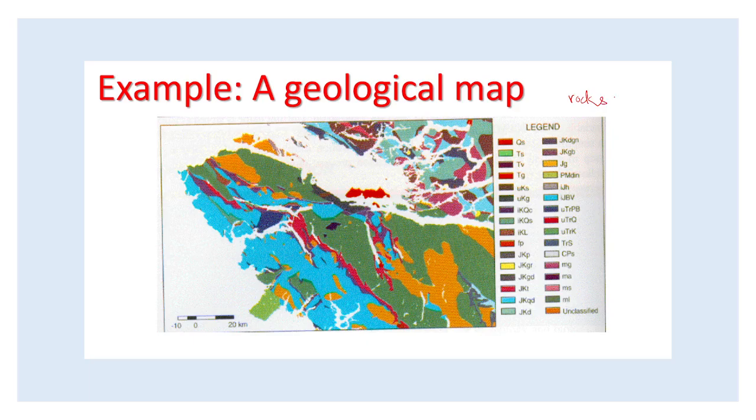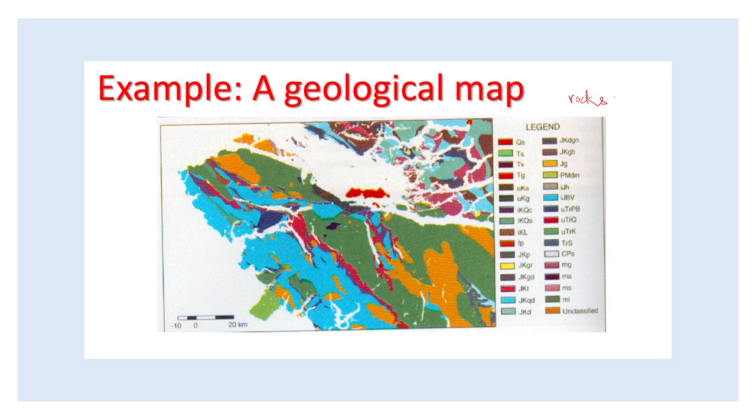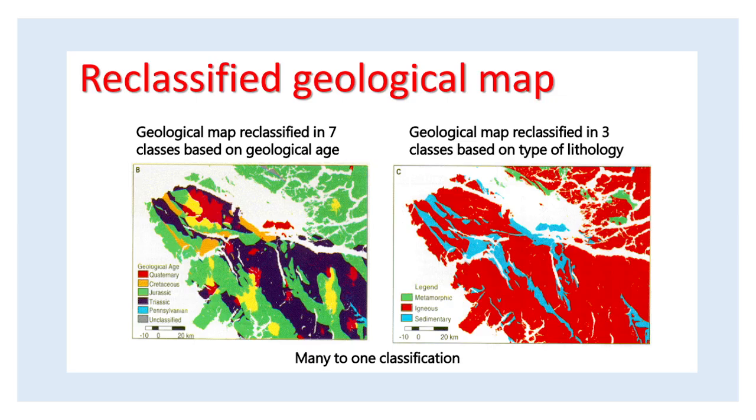So, for instance, right now you just have a map which has classified the different rock units that are present in this area. Now, suppose your attribute table has some additional information present, then I can basically reclassify this map. You need to have that information available, only then you can do the reclassification. So what we can find after the reclassification is this. The same map, you can see the shape and everything, but in here we classified it into 7 classes based on geological age.